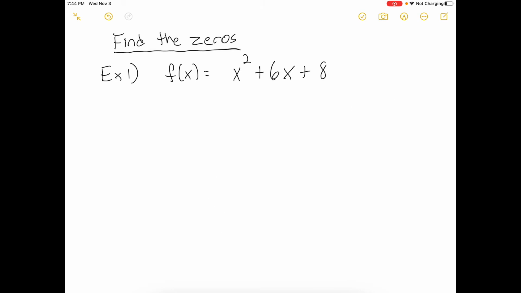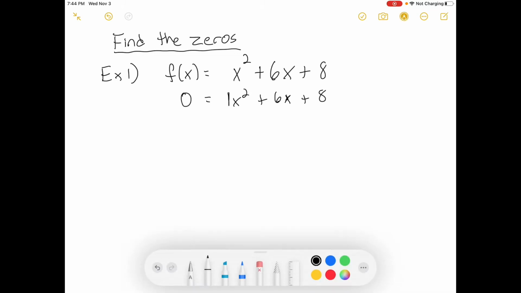Okay, example 1, you have a function f(x) = x² + 6x + 8. I want to find what the x values are that will make the output of this function 0. We're going to use a factoring method to find the zeros when a equals 1. A is the number out front; it's 1, you just don't see it.